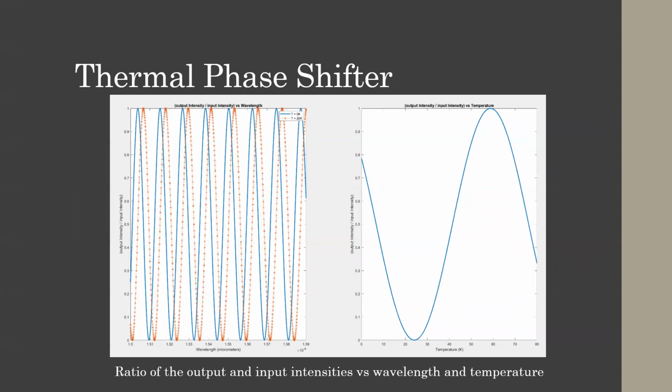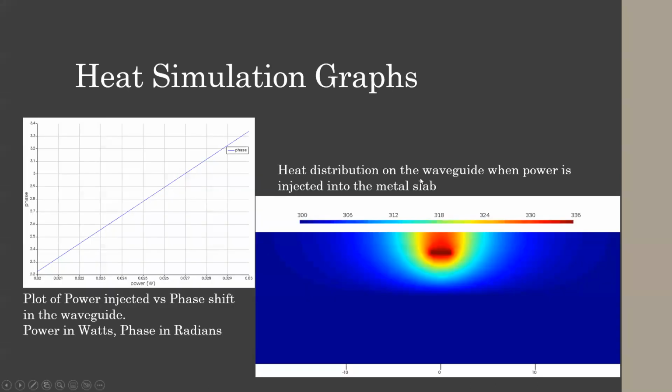So this is the graph that we got for thermal phase shifters. On the left, it's the wavelength versus the output intensity or input intensity. And on the right, it's temperature versus output intensity and input intensity. And I'll hand it over to Kyle.